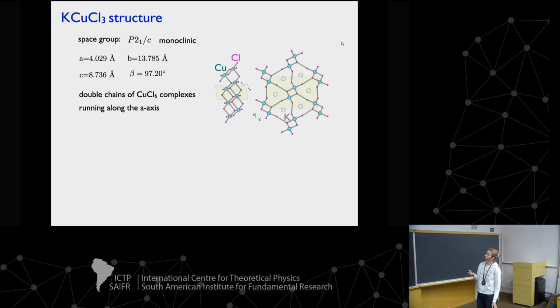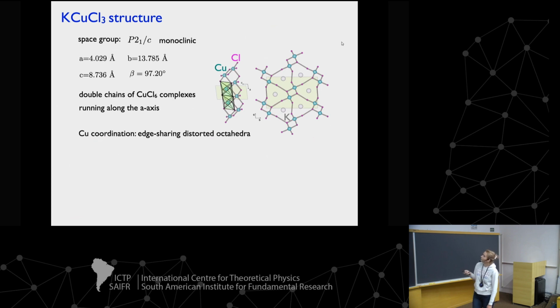About the structure, we have these double chains, as you can see in the bc plane. We have two types of chains: one oriented in this direction, and the other oriented in this direction. So we have this doubling in the unit cell, very similar to the Shastry-Sutherland model, except these are not orthogonal to each other. They have a different angle.